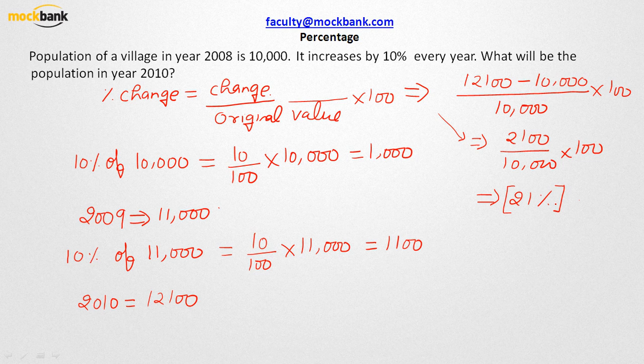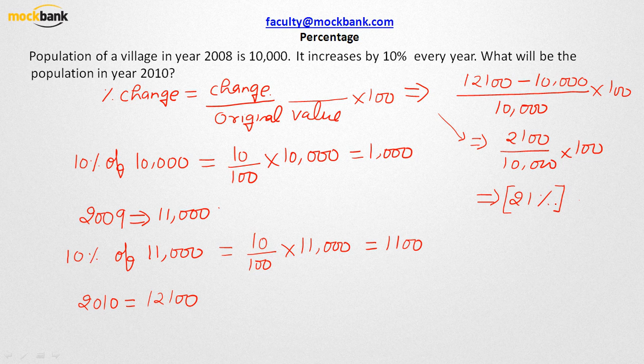So in this video we have learned how to write percent change. The definition of percent change is change upon original value. What is the original value? Where you are comparing your values from. Say in 2008 to 2009 our original value was 10,000. But while we are trying to find out population in 2010, the original value is 11,000, because we are taking 10% of 11,000. I hope you are understanding this.